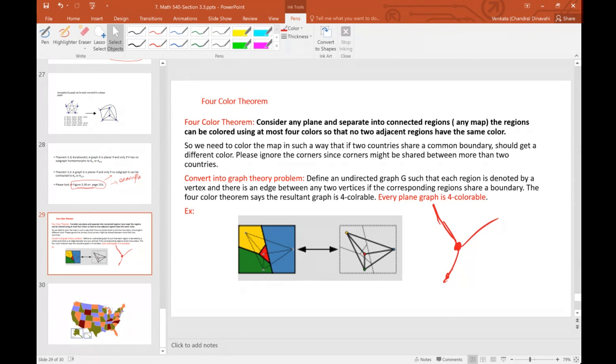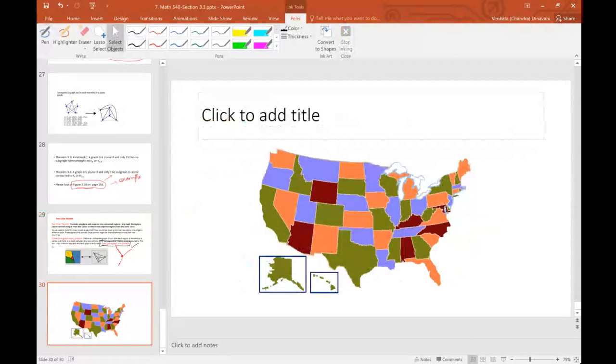One thing I want to mention: the graph you get from a map is always a plane graph. So another way I can say this is every plane graph is 4-colorable. Every plane graph is 4-colorable. That is a nice result. I want to end this section. So we are done with 3.3.